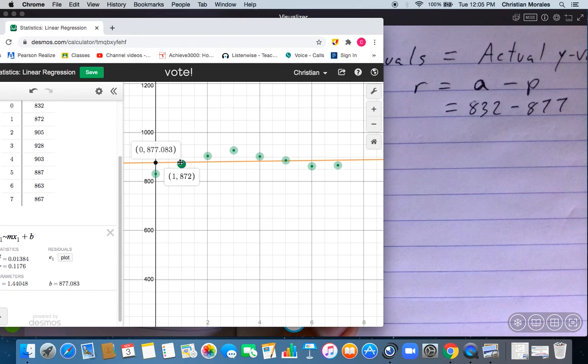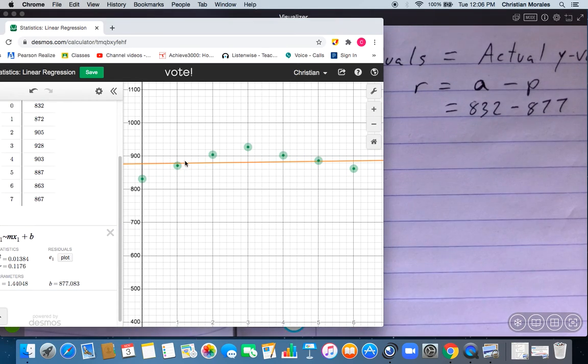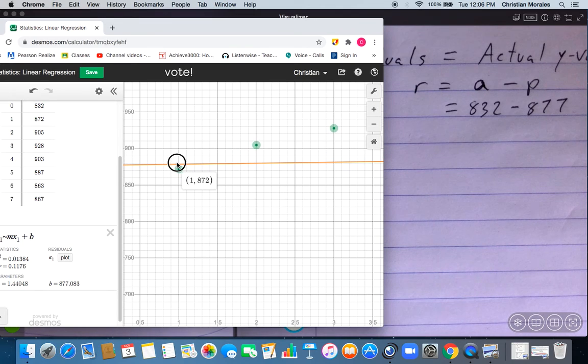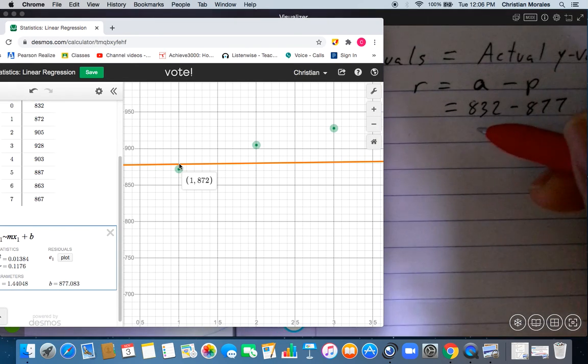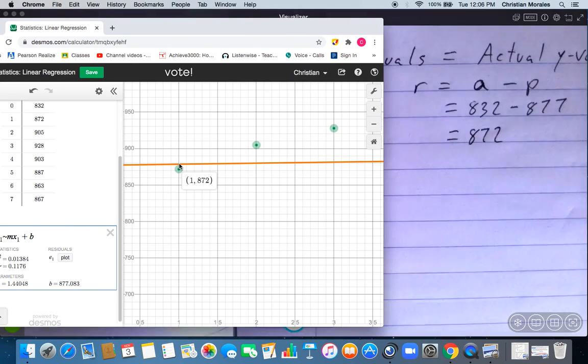if I can, I wonder if I can change the point. Oh, it's kind of the only one. I think I'd have to zoom in to find out what the point is. Say if I zoom in right here. So at 1, it says it's 878 on the line. So the actual point for the next point would be 872. But it says there it should be 878.